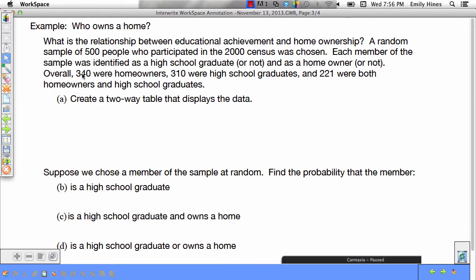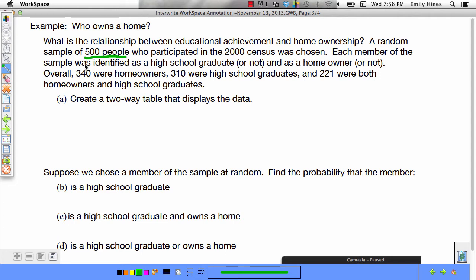The most helpful tool in calculating probability is a two-way table, and I hope that you remember those from chapter 1, but we're going to make one now to talk about this data in this example. So, what is the relationship between educational achievement and home ownership? A random sample of 500 people, so that would be our total, who participated in the 2000 census was chosen. Each member of the sample was identified as a high school graduate or not, and as a homeowner or not.